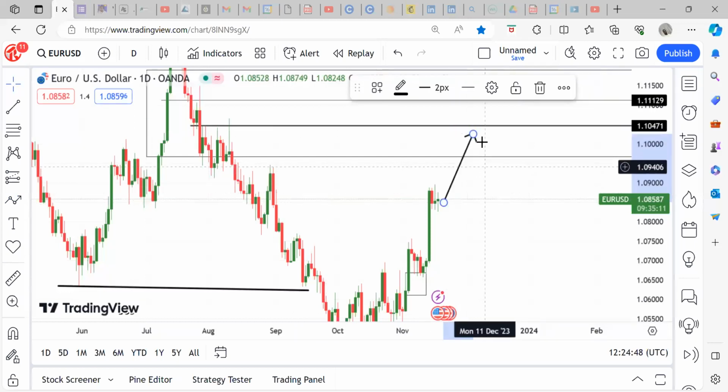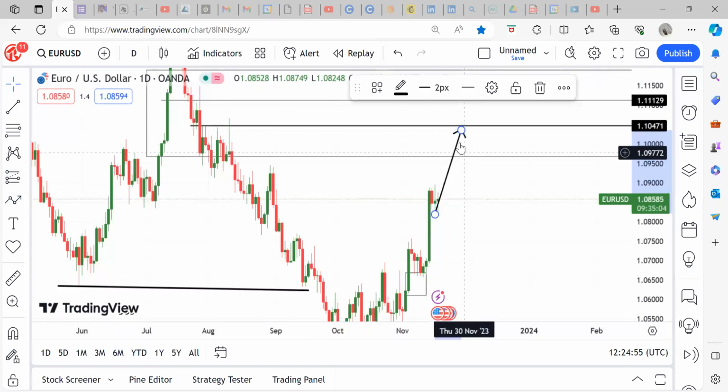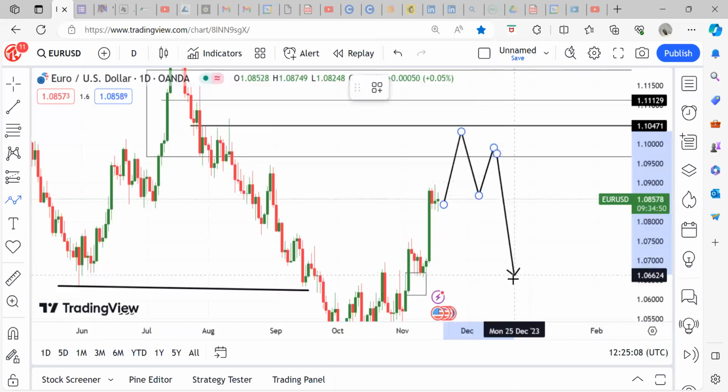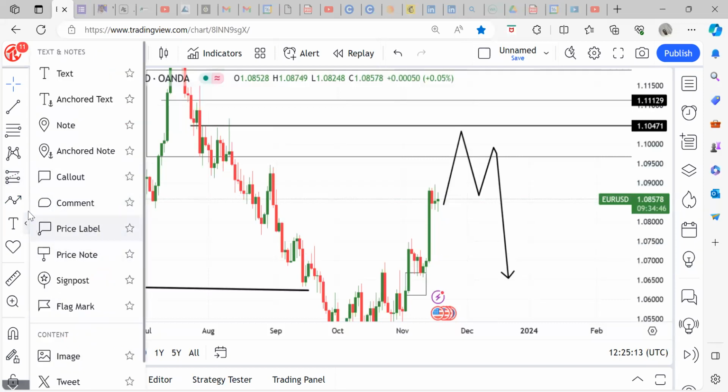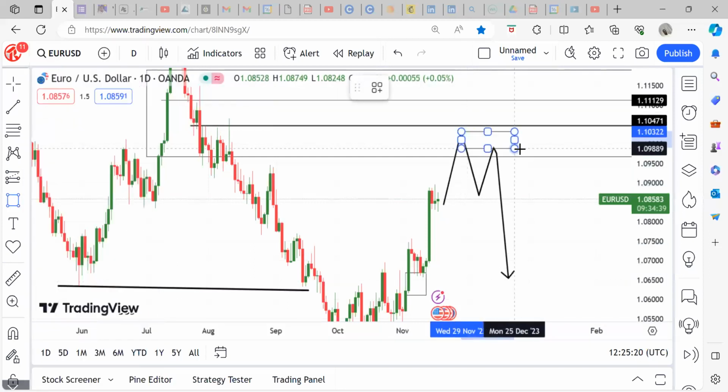Or like this. Something like this. So this is what will happen on the daily time frame. I'm just giving you a clue. I'm not telling you this is what will happen initially. I'm just letting you know that this is what will likely happen.